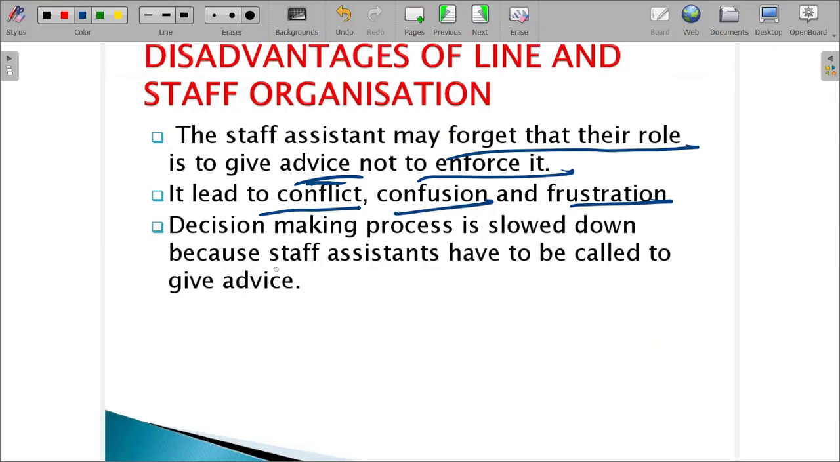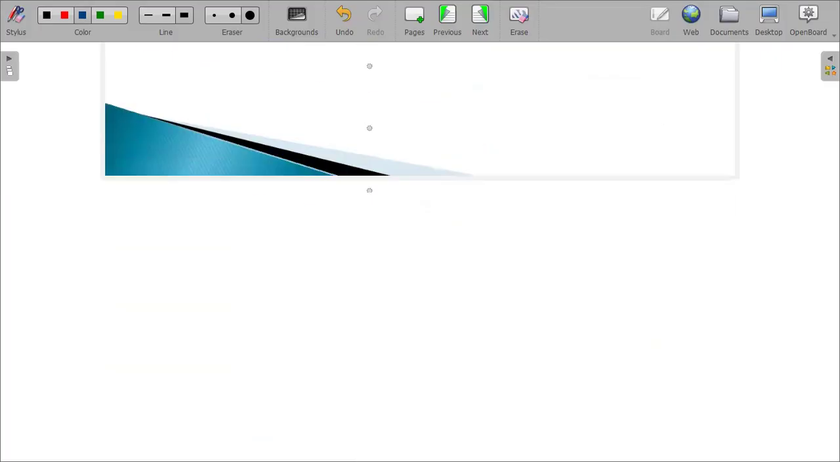For example, they might give instructions to the employees. That might also create conflict with the manager, right? And decision making is usually slowed down, because the staff assistant is called to give advice, right? We need to call him before we make a decision. The staff assistant has to come in and give the advice, right?